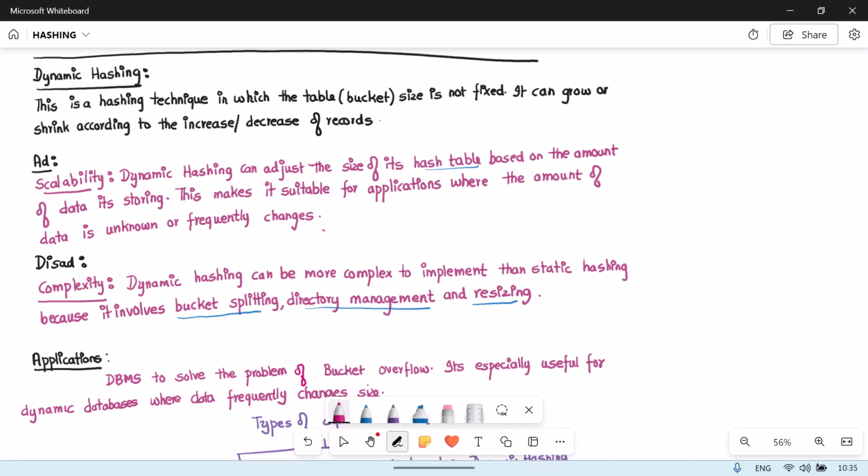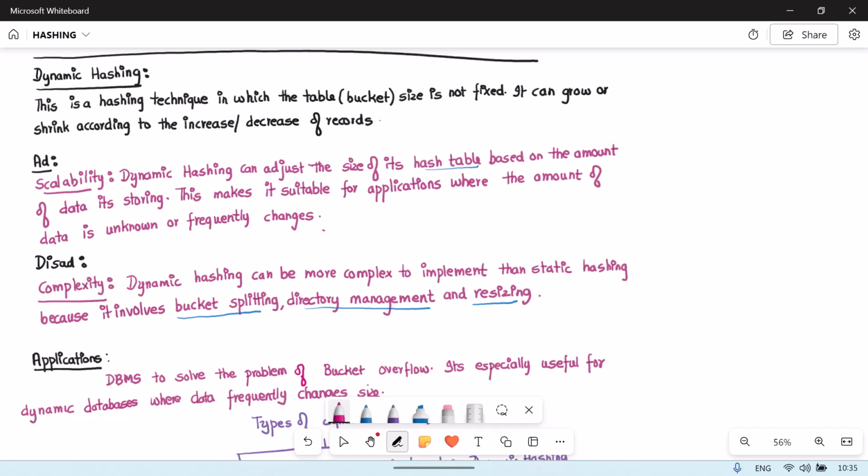What is the disadvantage? When you want to add or delete a record in the hash table, you have to look at so many factors. The factors in dynamic hashing are bucket splitting, directory management, and resizing. Because of these factors, your hashing technique becomes complex. So that is a disadvantage.